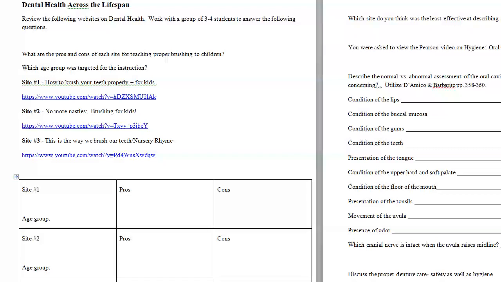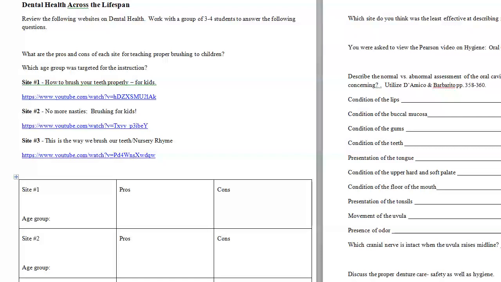Make sure you view the Pearson video on hygiene, oral care, and brushing teeth. And as I said before, looking at all the different areas of the oral cavity and how we can assess that and offer advice as to what we can do to keep that area much healthier. Okay. And think about too, what's a great way to provide proper denture care, safety as well as hygiene. So that's pretty much all I have to say about our lab.